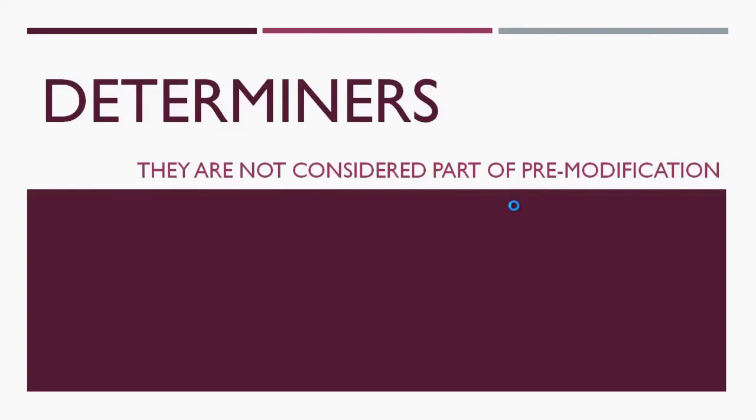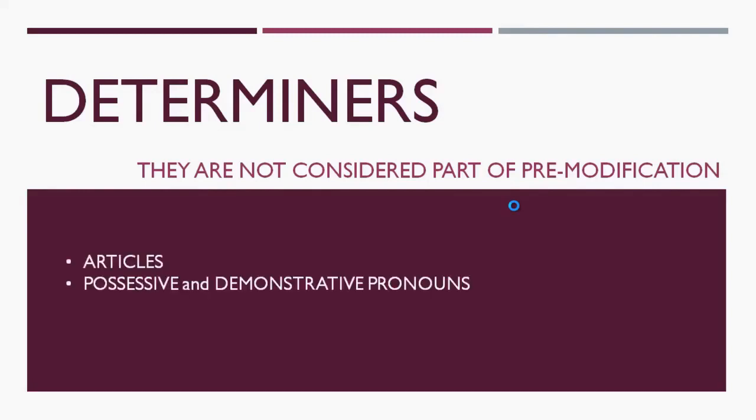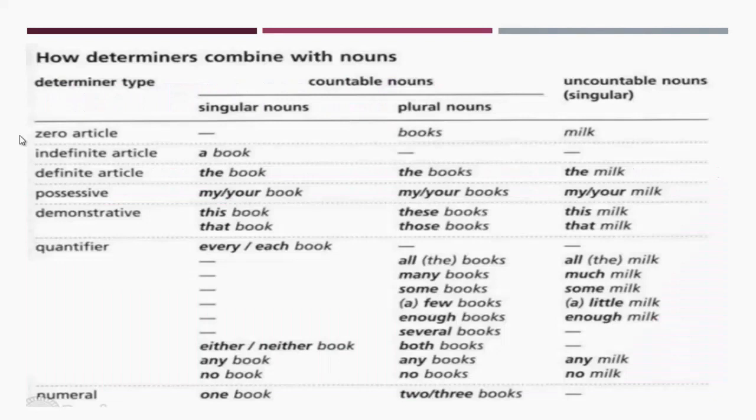Generally speaking, we use determiners to specify the reference of a noun, and within determiners we can include articles, possessive and demonstrative pronouns, quantifiers, and numerals. In this chart, we can see how determiners can combine with nouns. They may appear or not within a complex noun phrase, but in general we can find zero article if there's no article, the indefinite article, the definite article, possessive and demonstrative pronouns, quantifiers, and numerals, either cardinal or ordinal numbers.